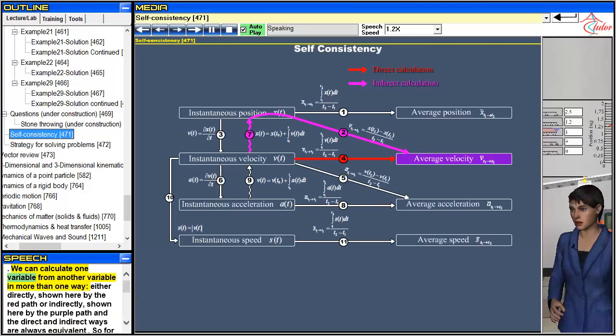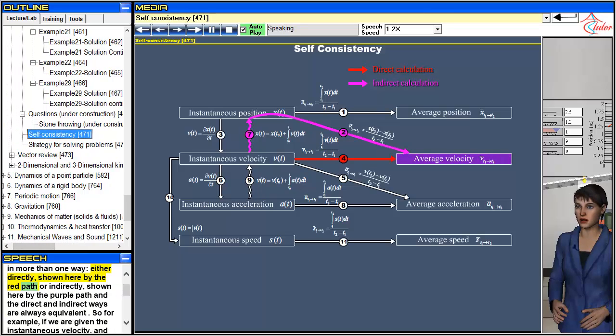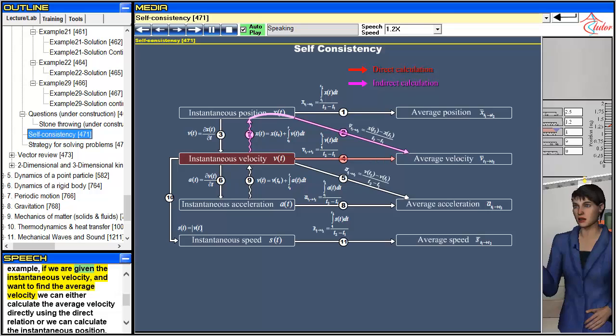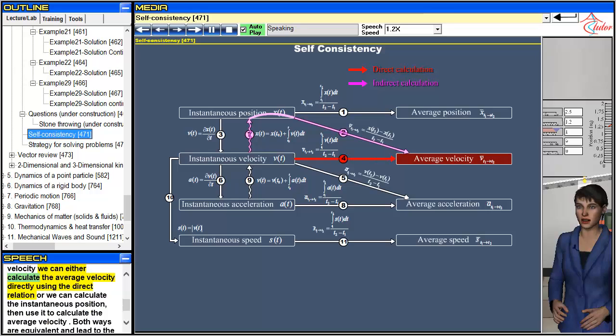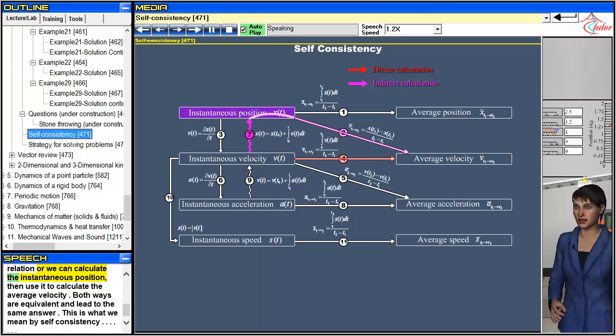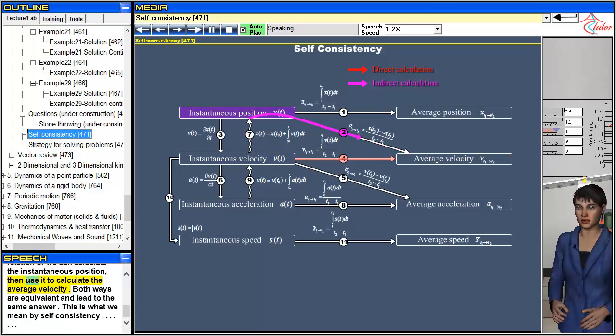We can calculate one variable from another variable in more than one way. Either directly, shown here by the red path, or indirectly, shown here by the purple path. The direct and indirect ways are always equivalent. So for example, if we are given the instantaneous velocity and want to find the average velocity, we can either calculate the average velocity directly using the direct relation, or we can calculate the instantaneous position, then use it to calculate the average velocity. Both ways are equivalent and lead to the same answer. This is what we mean by self-consistency.